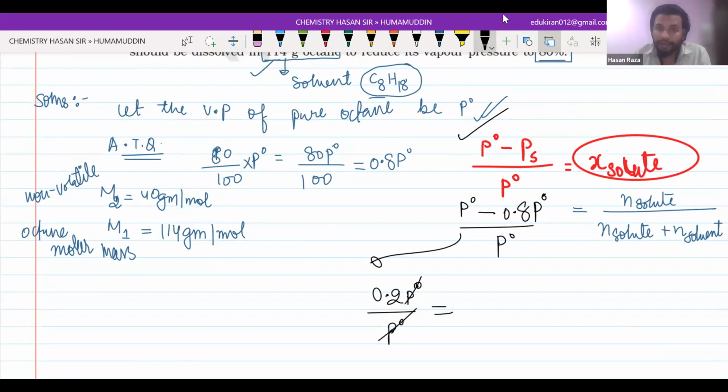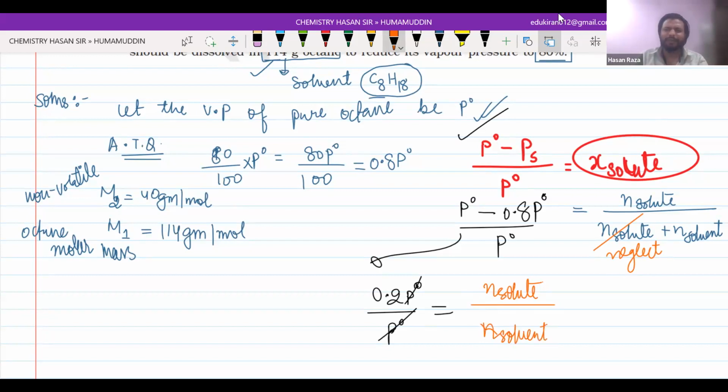Now, on the right hand side, the volatile solute we generally mix is very, very small or very less in quantity. So we generally neglect this, because if you add a very small amount of solute in a very large amount of solvent, it will not affect that. That's why we neglect it. Are you getting my point?